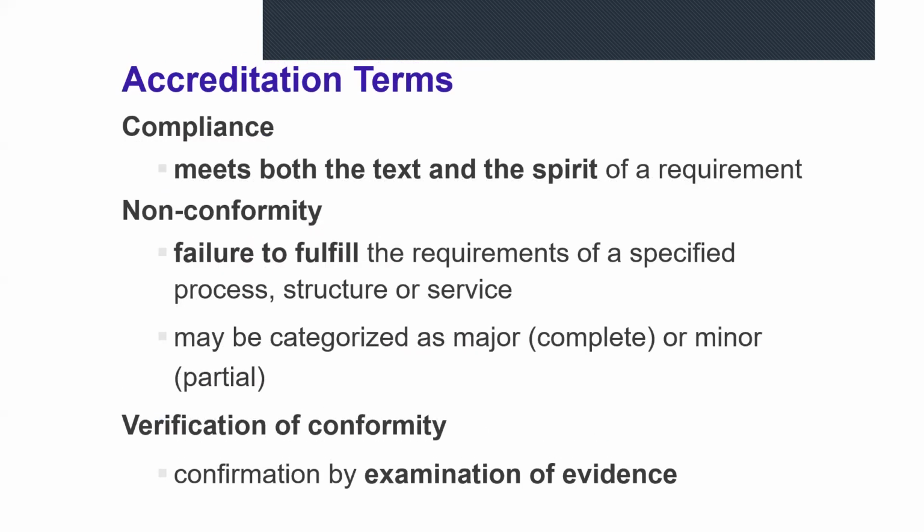Okay, so the accreditation terms are compliance, non-conformity, and verification of conformity. So compliance meets both the text and the spirit of the requirement. Non-conformity is a failure to fulfill the requirements of a specified process or structure, and can be said, okay, it's a major or complete or a partial non-conformity. And then the verification of conformity is evidence that you've conformed to whatever you are complying to.